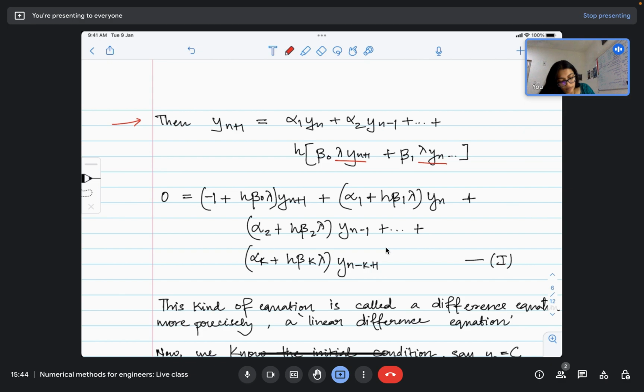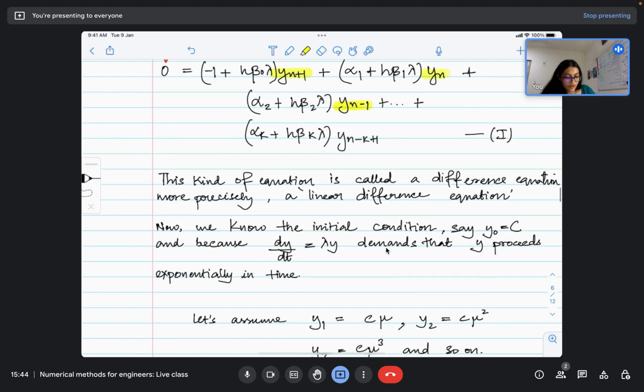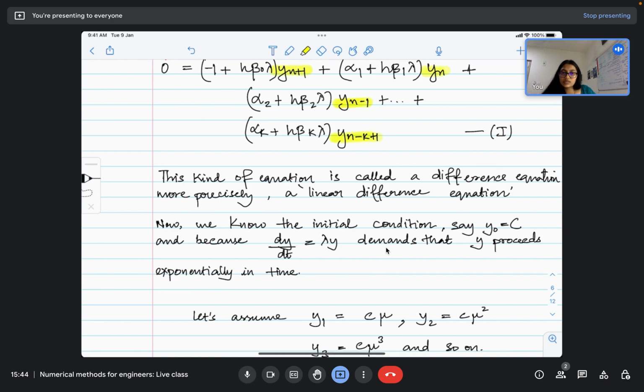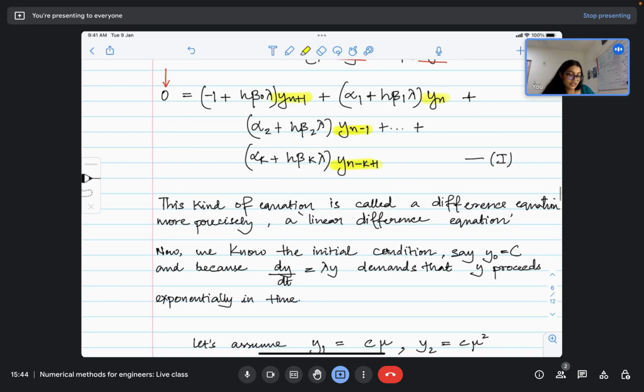After we end up with these terms, just take the one on the LHS to the RHS or vice versa, whichever is easier to understand, and equate to 0 on one side. On the other side, take whatever comes inside the bracket, and our aim will be to take common these values yn plus 1, yn minus 1, or yn minus k plus 1. Let's label this for the timing as equation 1.